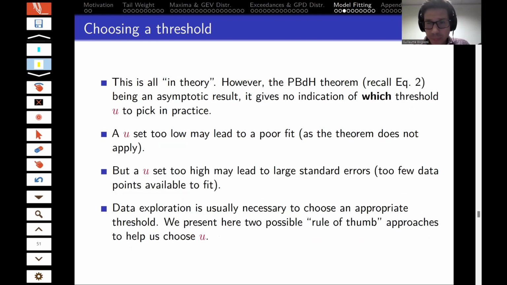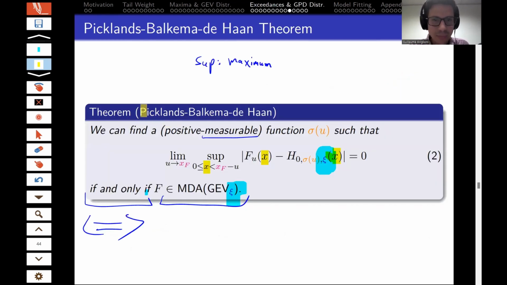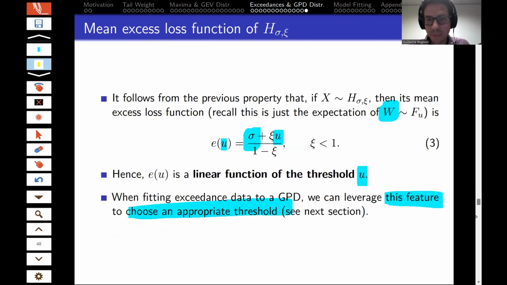This is all in theory. Of course, this is an asymptotic result. What's the name of the theorem? Pickands-Balkema-de Haan. It's a theoretical result. It doesn't tell you which u to pick in practice, because it just says if u becomes incredibly large. So if you want to do fitting in practice, you need to pick some threshold.